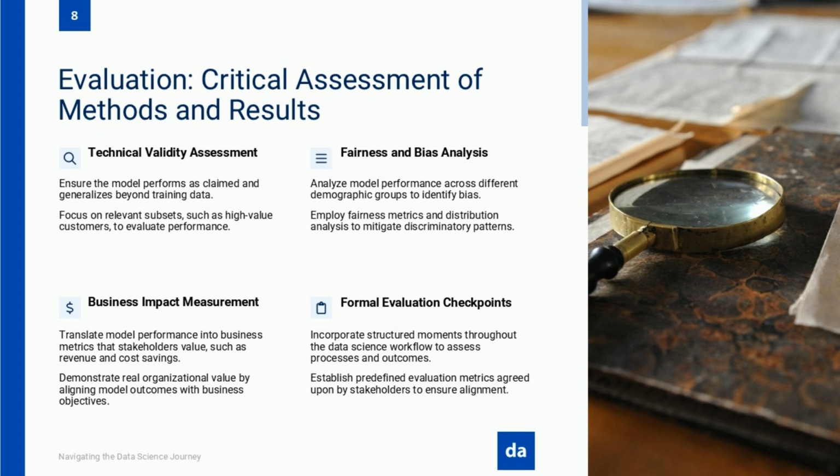Bias detection has become increasingly crucial as organizations recognize the ethical and business risks of deploying biased models. This involves analyzing how your model performs across different demographic groups and employing fairness metrics to identify potentially discriminatory patterns. Techniques for detecting bias include examining the distribution of predictions across different groups and testing whether your model systematically favors certain outcomes for particular segments.